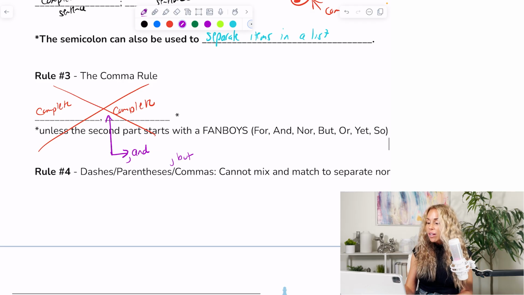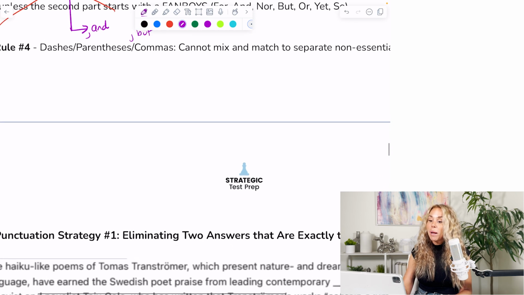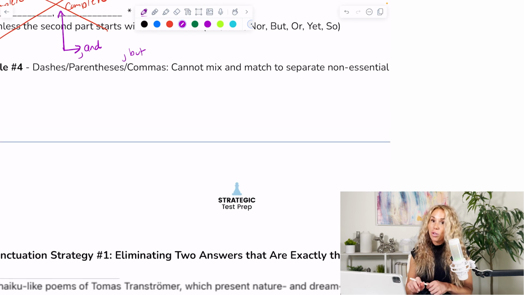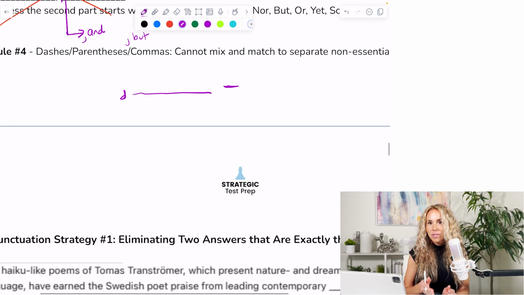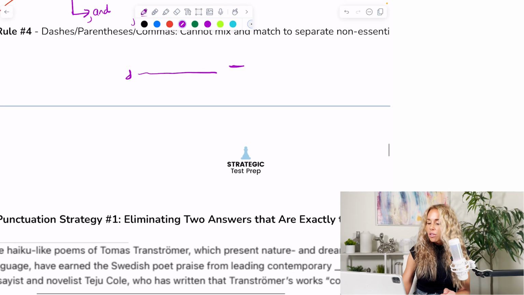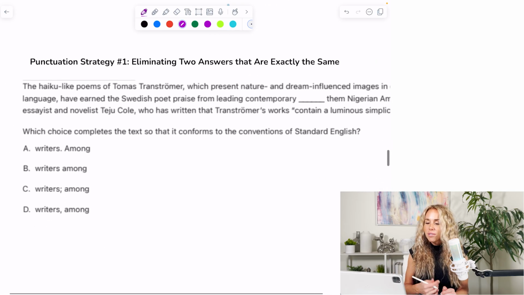The last rule is that you cannot separate non-essential information by mixing and matching punctuation marks. So if I have a non-essential piece of information, which we talked about earlier, I can't start it with a comma and then end it with a dash. Comma goes with commas, dashes go with dashes, okay? So let's look at some punctuation questions and I'll give you some strategies.